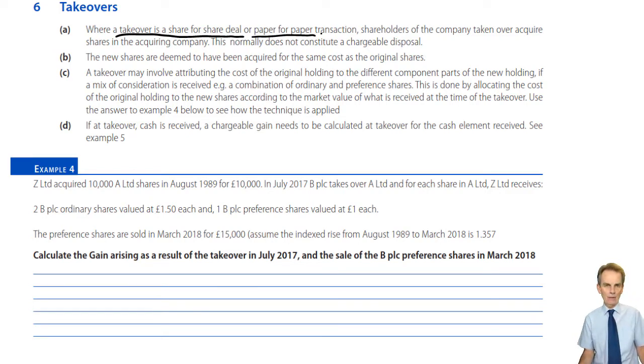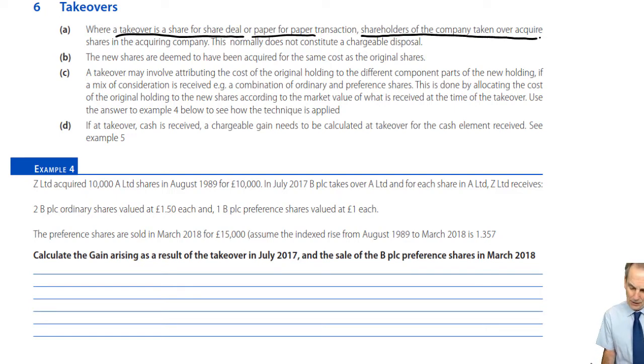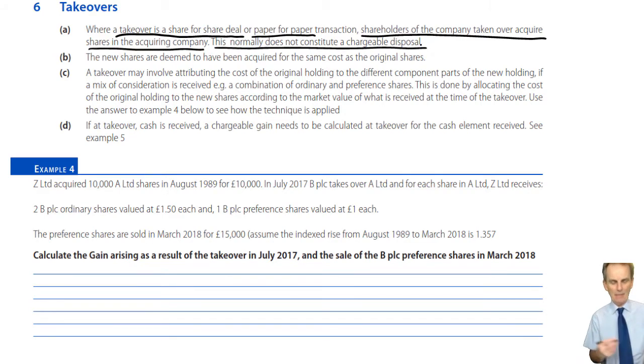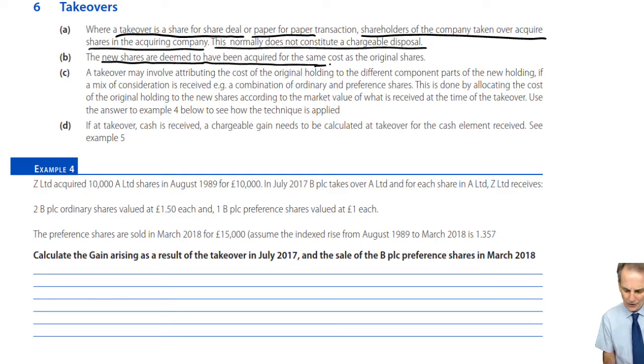And it's a very, very simple calculation, whereby shareholders of the company taken over acquire shares in the acquiring company. Normally that does not constitute a chargeable disposal. It's paper for paper. There is no cash. And here's the bit. The new shares are deemed to have been acquired for the same cost as the original shares. Again, an expression we may have used back when dealing with this in CGT for individuals is that the new shares step into the shoes of the old shares. They take on the cost of the old shares.